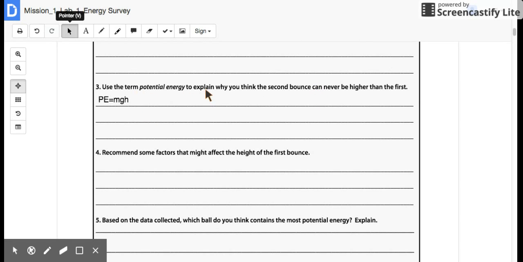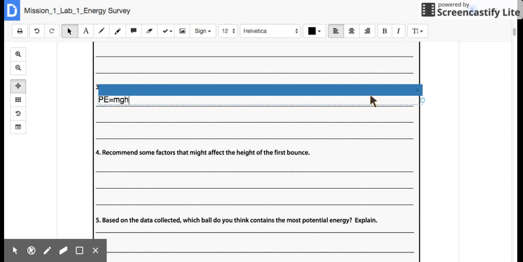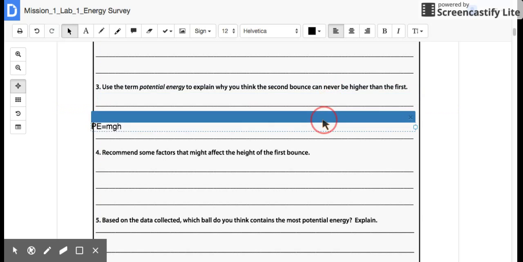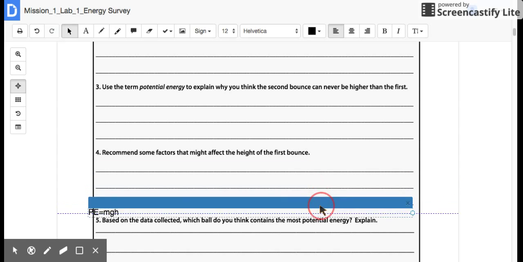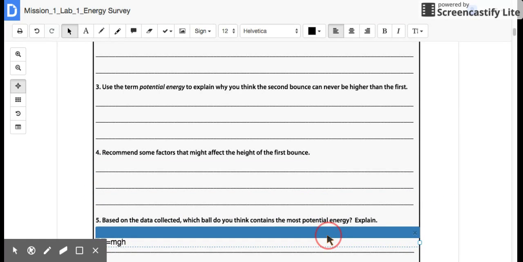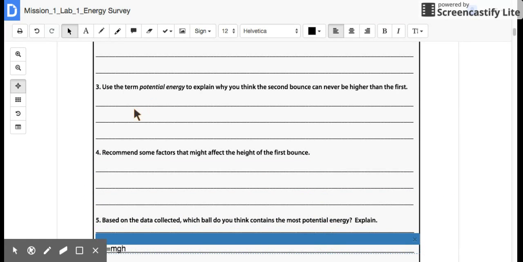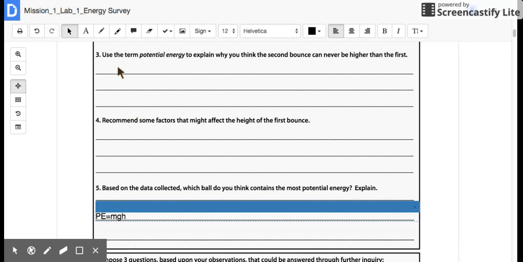Use the term potential energy to explain why you think the second bounce can never be higher than the first. And actually, I put this in the wrong spot. This really should be down here on number 5. So I think you can handle that. Remember, potential energy is stored energy. That's what it is a synonym for.